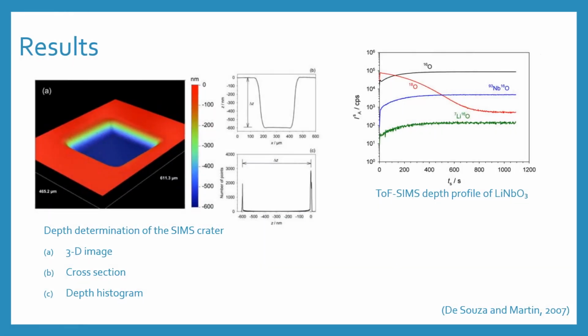These are the results of the depth determination of the SIMS crater from the case study. Image A is the 3D image, Image B is the cross-section, while Image C is the depth histogram for the TOF SIMS depth profile of lithium niobate. Niobium oxide and lithium oxide have similar profiles to the O16 signal.